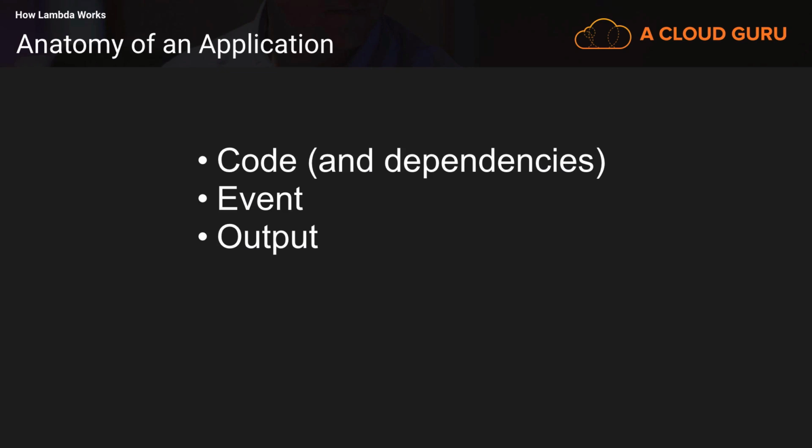Your application is composed of code, which you provide, and any dependencies of that code, such as external libraries or custom libraries that you've made, the event that comes in from the external service, and the output. The output is what your function sends back. Whether it sends it to an external service or returns it as the output of the function is up to you and depends on what you're doing.